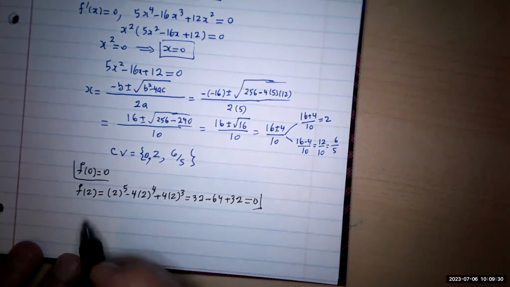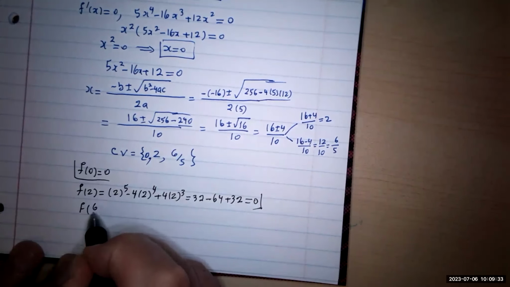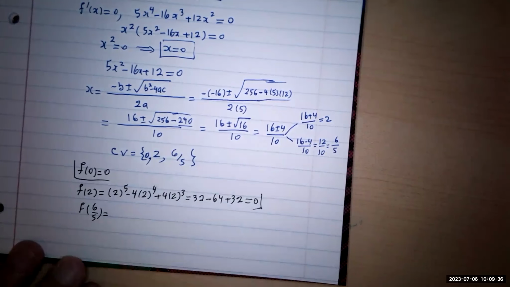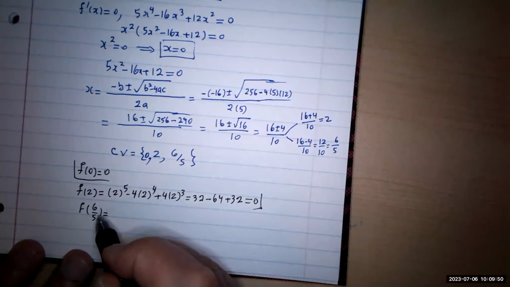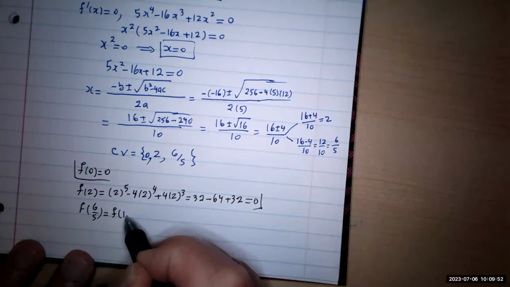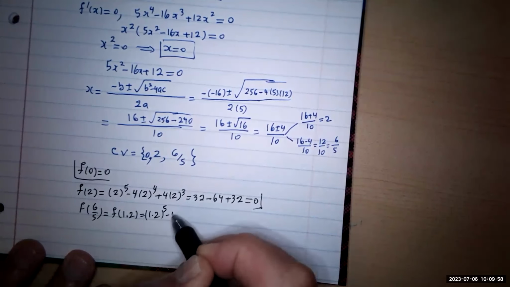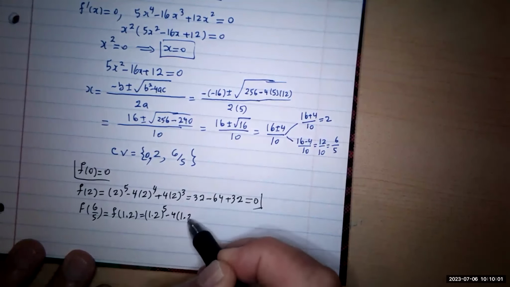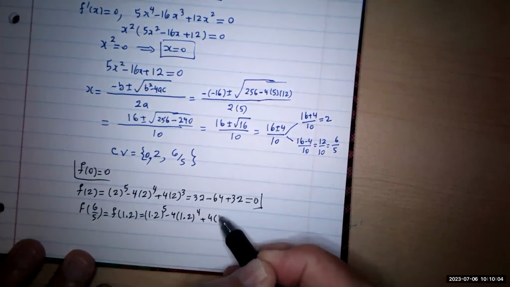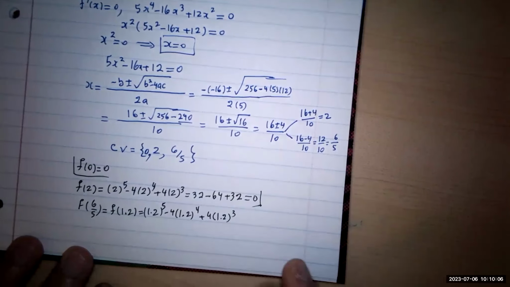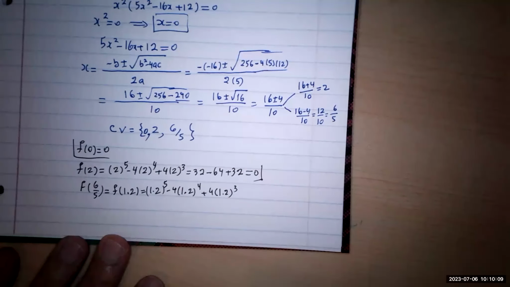Okay, so we check f of 6/5. You have to use your calculator. Somebody use your calculator and give us these numbers if you can. You can think about it as 1.2 if you like. It's going to be f of 1.2, and this is going to be 1.2 to the fifth minus 4 times 1.2 to the fourth plus 4 times 1.2 cubed. Can you use your calculator? Give us this number if you have it.